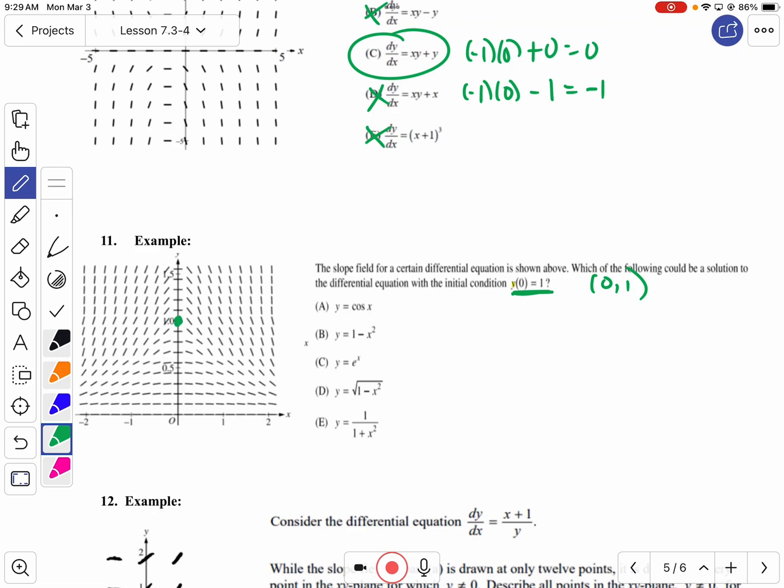Okay, 0, 1. All right, so let's check and see if that's true at all of these options that they gave me. Okay, chances are it is. All right, is cosine at 0 equal to 1?